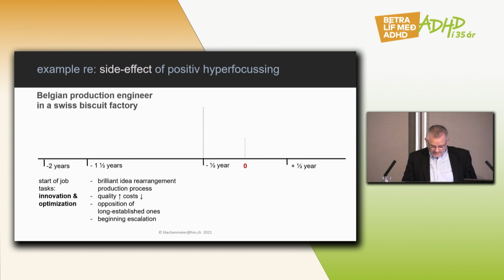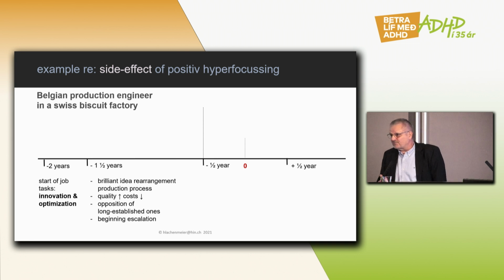This is an example of an engineer who came to Switzerland to work in a biscuit factory. His job was to find new ways of production, better ones and so forth. He had great ideas, and he flooded everyone with these ideas, and everyone was pissed off because everyone was afraid: if he goes through with these ideas, I'll lose my job. And nobody really understood what he was saying.